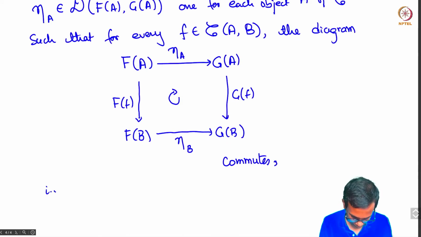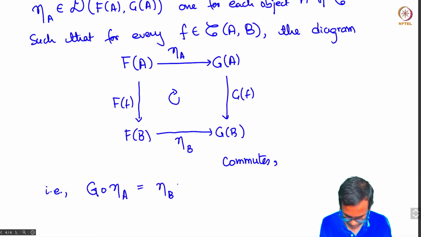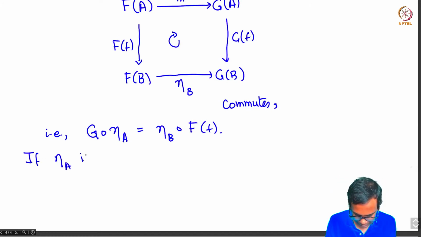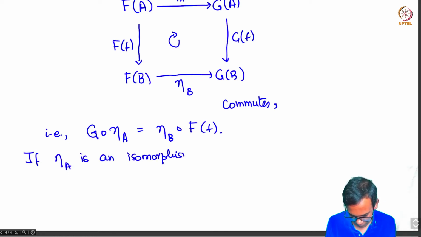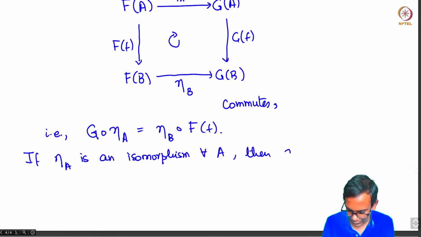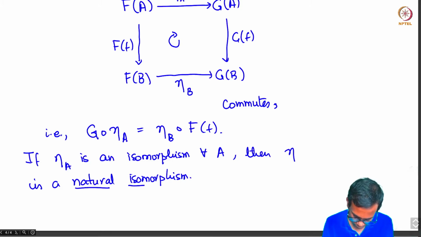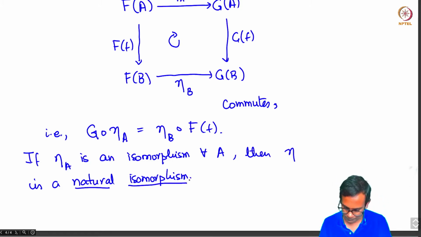i.e. G f circle eta A is equal to eta B circle F f. And in particular, if eta A is an isomorphism for every object A, then we say that eta is a natural isomorphism. So natural isomorphism is a special kind of natural transformation which is made up of isomorphisms.